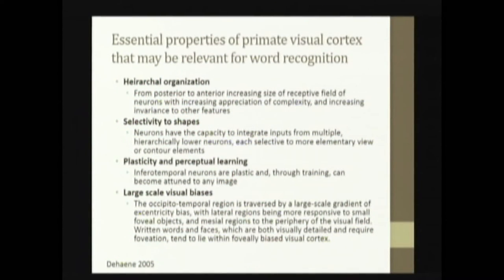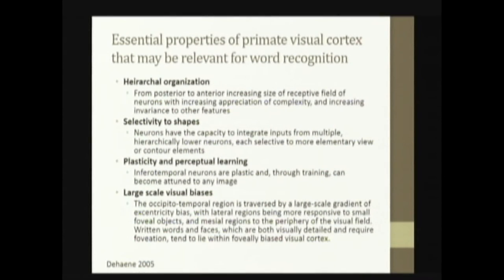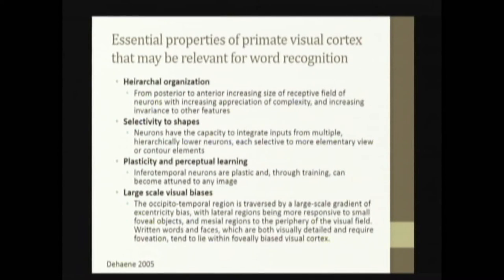So, some essential properties of the primate cortex. As I mentioned, there's a hierarchical organization from posterior to anterior, with increasing size of the receptive field of neurons and increasing appreciation of complexity. So the more complex it is, the more anterior the part that will be active. Neurons have the capacity to integrate inputs from multiple lower neurons. And sometimes this can be as low as in the V1 region, where they can recruit information. There is plasticity, obviously, since people are able to develop reading. That's a sign of ongoing plasticity. And by plasticity I mean basically the ability to learn new skills and form new synapses.